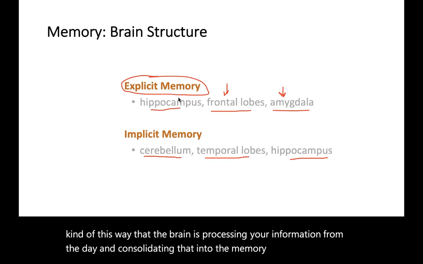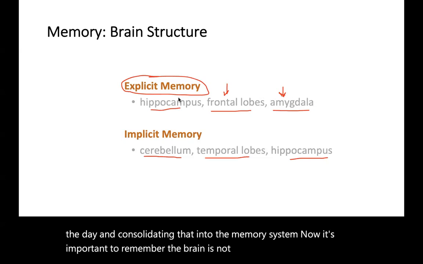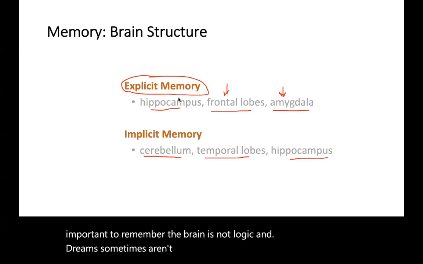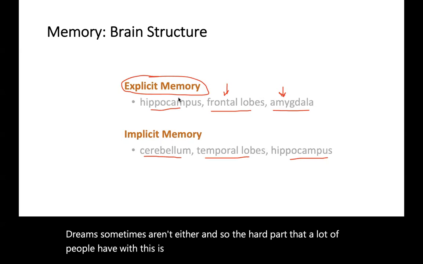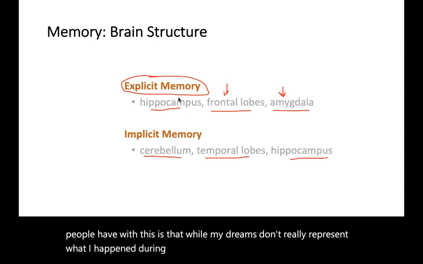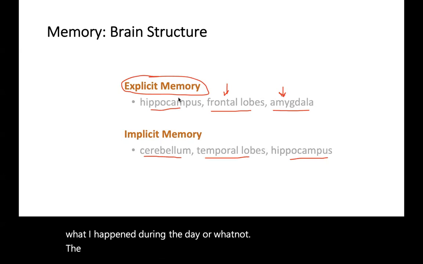Now, it's important to remember the brain is not logical, and dreams sometimes aren't either. The hard part that a lot of people have with this is that my dreams don't really represent what happened during the day. But the brain also isn't going to process that information the same way that you experienced it consciously.